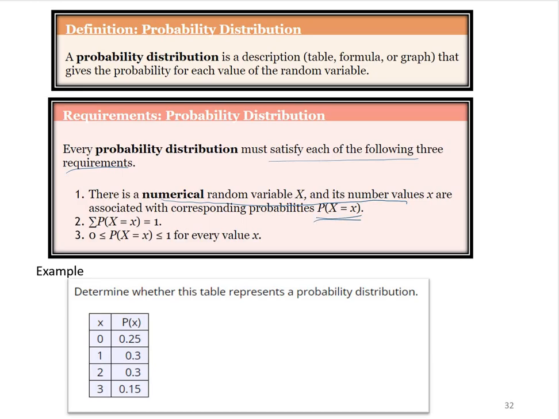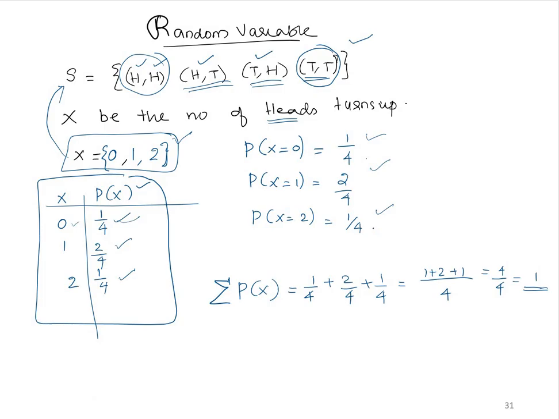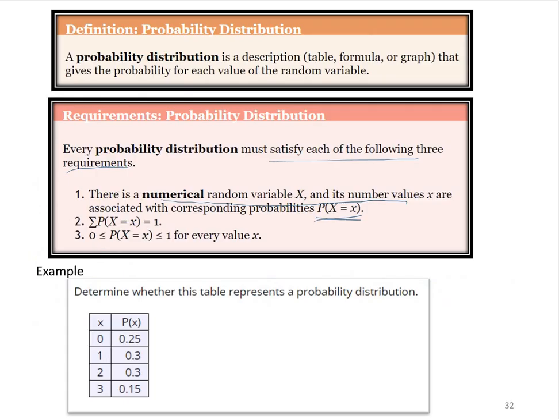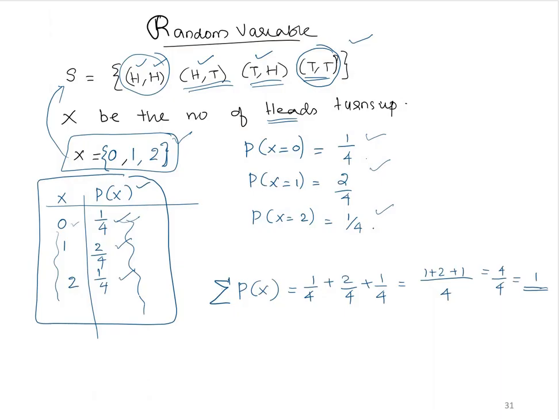Just like in the previous example, we can see that x can take some values and the probabilities are given here. That's it. Okay. Now, what is that? The sum of the probabilities is always equal to 1. That is again, we found that one. See, the sum of the probabilities is always equal to 1.